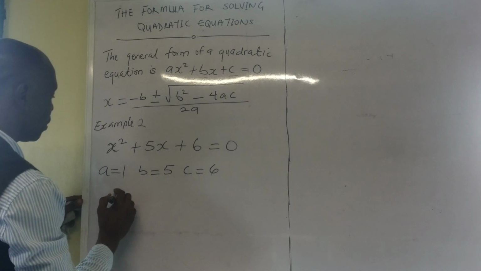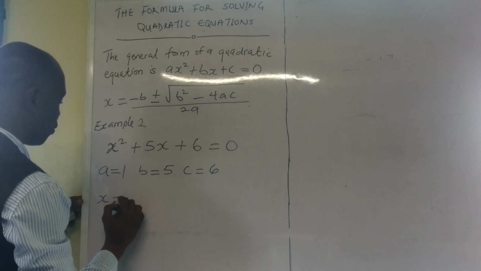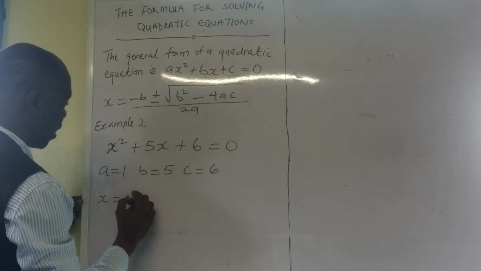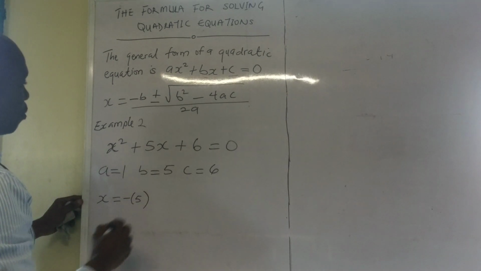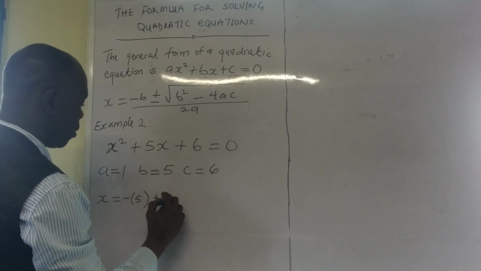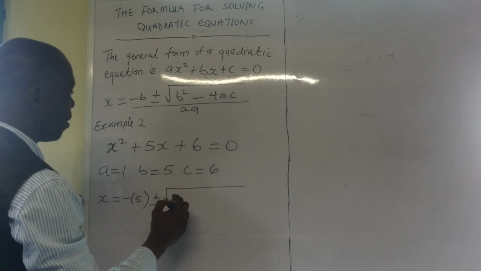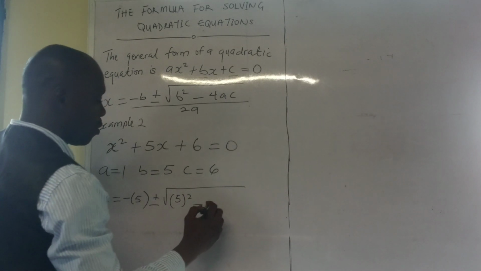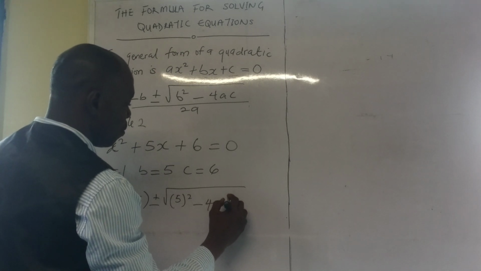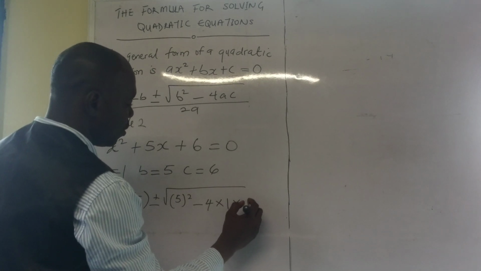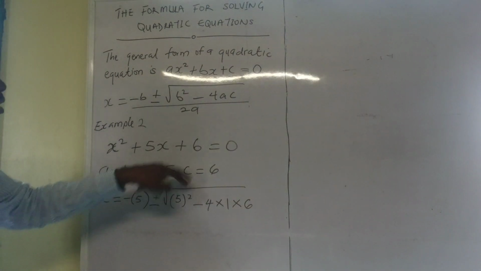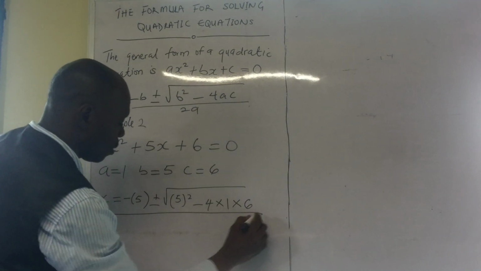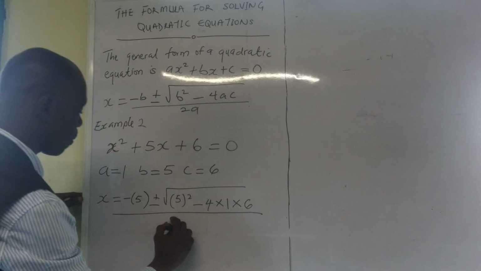So it will now become x equals minus, this is minus bracket 5, plus or minus root, b is 5, so we still have 5 squared minus 4 times 1 times 6. So this c that we have here is 6. So all over 2 times 1.